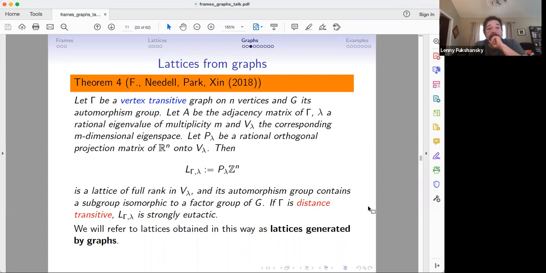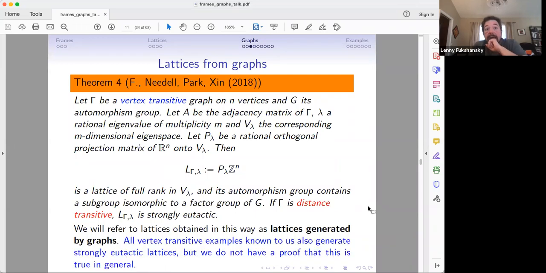So I should say that we can only prove that this lattice is strongly eutactic in case the graph is distance transitive. However, all the examples that we've seen, even of just vertex transitive graphs, we always get strongly eutactic lattices. We can't prove that it's always the case, but all the examples we've seen seem to be the case. Okay.